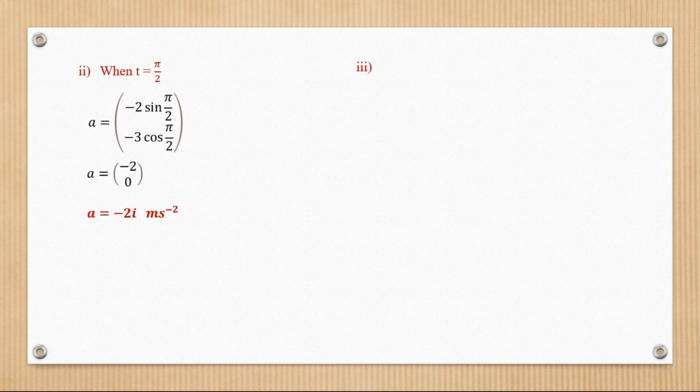But now in part 3, we're being told to find the magnitude of the acceleration when time t is pi over 2, so I'm just going to find the magnitude. I'll plug this in, and I'll have the root of negative 2 squared plus 0 squared, which is the root of 4, which is 2 meters per second squared. And that is the magnitude of the acceleration when time is pi over 2 seconds.